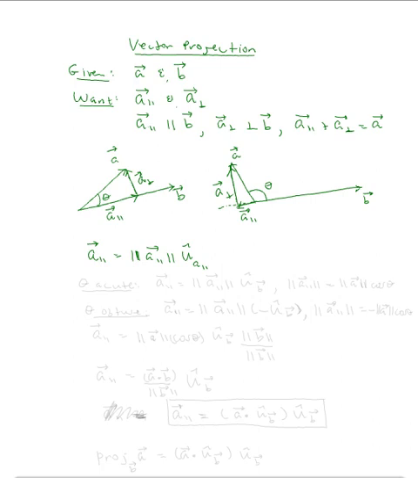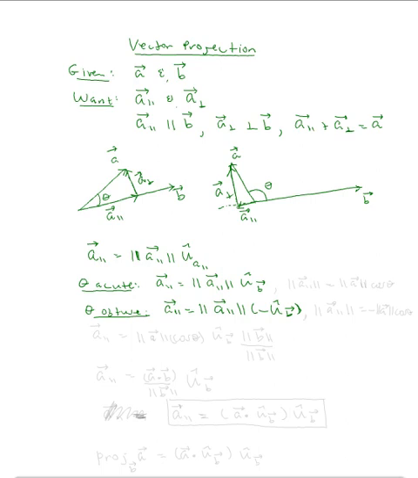So, in the acute case, we have A parallel is equal to the magnitude of A parallel times the unit vector in the direction of B. And in the obtuse case, we have A parallel is equal to the magnitude of A parallel times the negative of the unit vector in the direction of B. Now, since we already know how to find the unit vector in the direction of B, the only thing missing from our formula is the magnitude of A parallel.